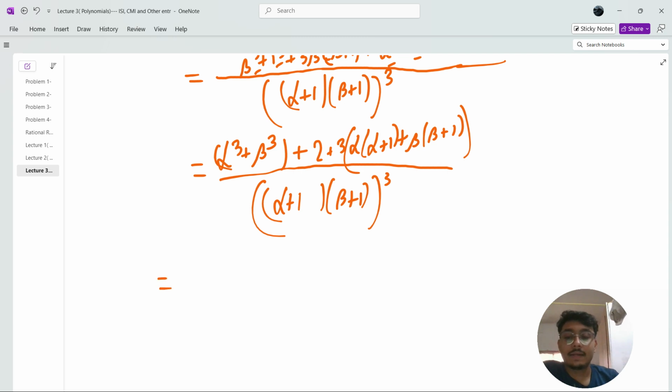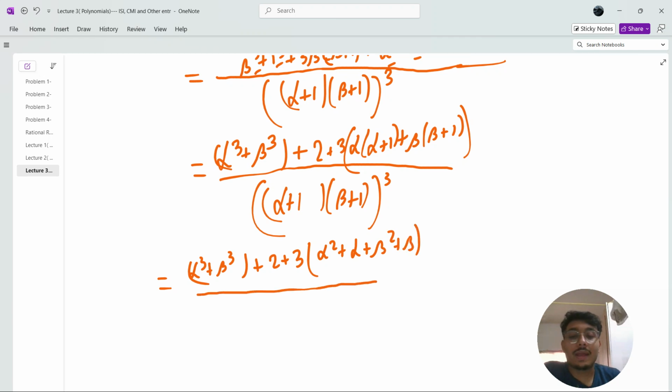Just simplify it. Alpha cube plus beta cube remains as it is. Plus 2 also remains as it is, plus 3 into. So alpha into alpha plus 1, that gives me alpha square plus alpha. Similarly, beta into beta plus 1, that gives me your beta square plus beta. And in my denominator, what do I have? Alpha plus 1 into beta plus 1. That is your alpha beta plus alpha plus beta plus 1. This whole cube is what we have in my denominator.